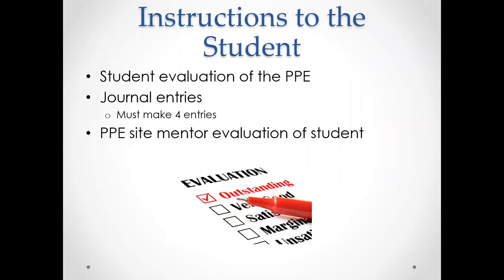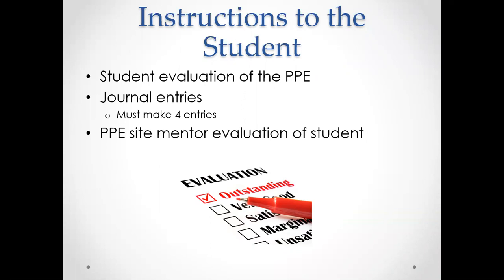Continuing on with more instructions for our students, a student evaluation form is going to be emailed to you midway through your PPE. So please keep your eye on your CSS email while you're on your PPE. There are 30 points associated with the completion of that student PPE evaluation, okay? What that evaluation is looking at is the fitness of that PPE site for hosting one of our students, and how your experience went there, okay?